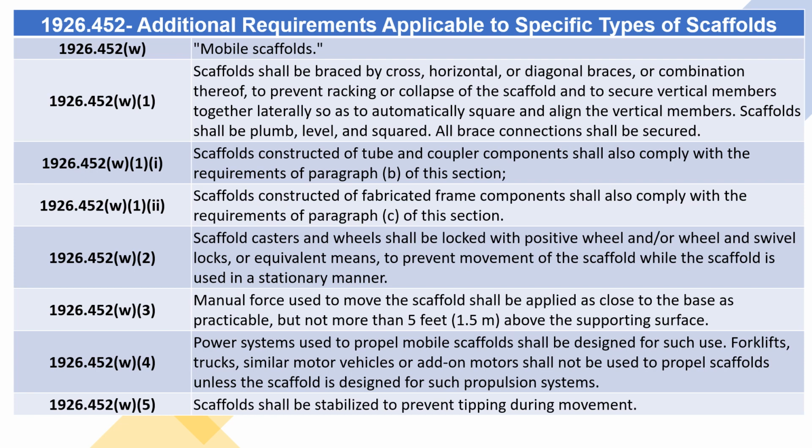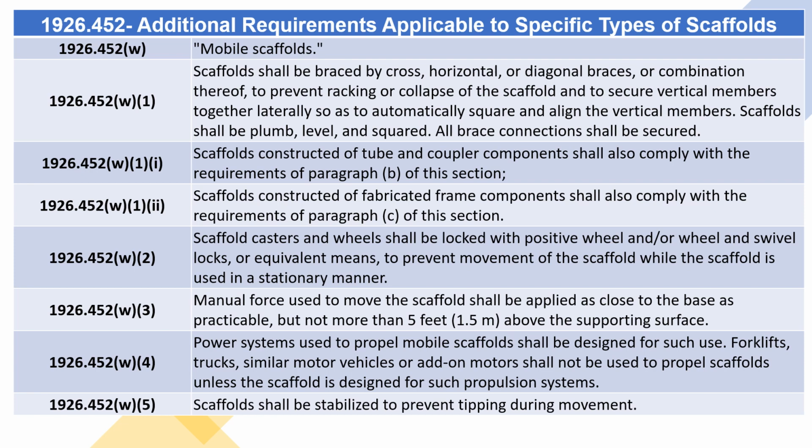1926.452(w)(1)(i): Scaffolds constructed of tube and coupler components shall also comply with the requirements of paragraph (b) of this section. 1926.452(w)(1)(ii): Scaffolds constructed of fabricated frame components shall also comply with the requirements of paragraph (c) of this section. 1926.452(w)(2): Scaffold casters and wheels shall be locked with positive wheel and/or wheel and swivel locks, or equivalent means, to prevent movement of the scaffold while the scaffold is used in a stationary manner.